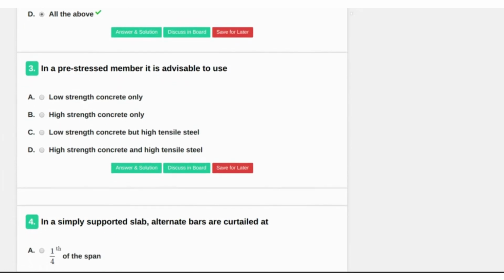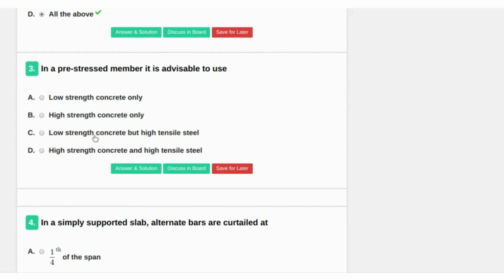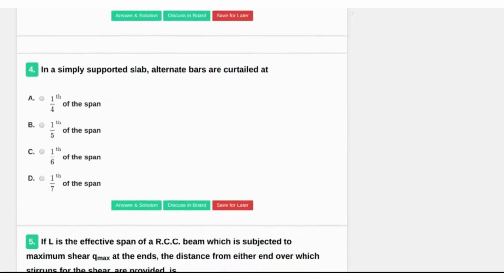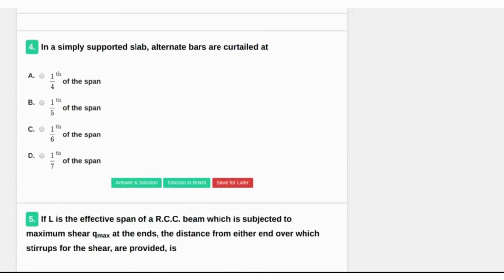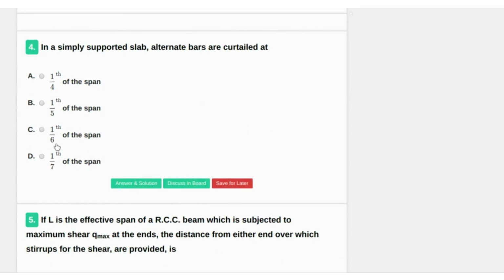In a pre-stressed member, it is advisable to use high-strength concrete and high-tensile steel. In a simply supported slab, alternate bars are curtailed at one-seventh of the span.